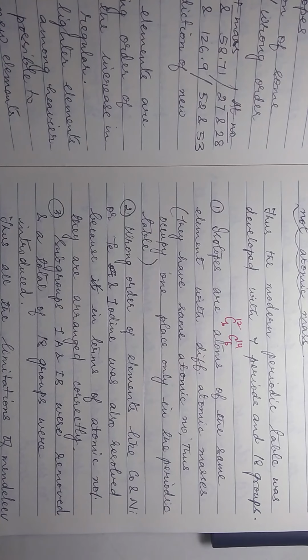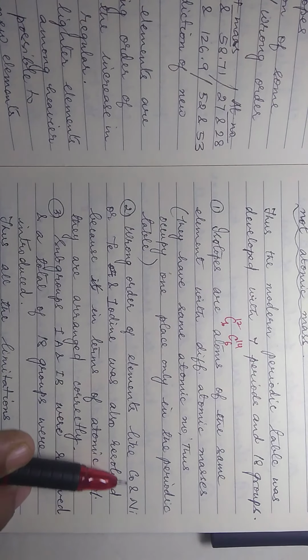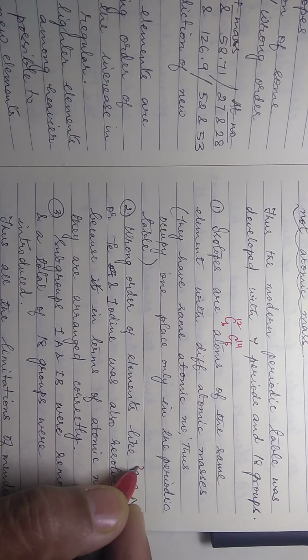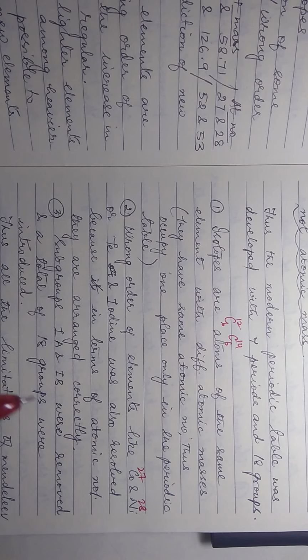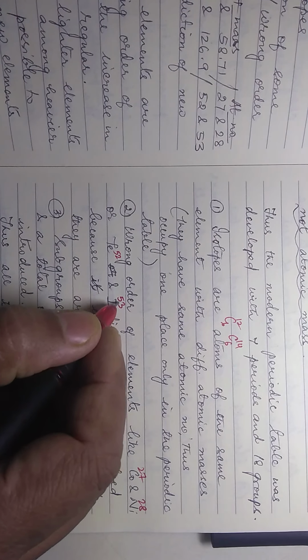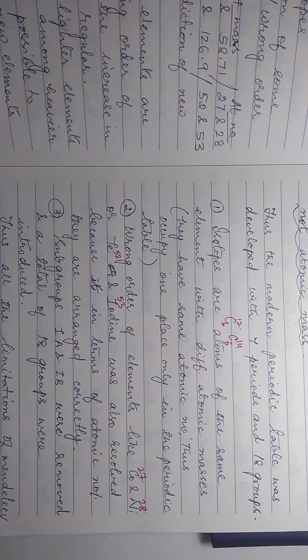Now come to the next one, wrong order of elements. Cobalt and nickel were arranged in reverse. Tellurium and iodine were also reversed. Okay? That is also resolved if you arrange them in the increasing order of atomic number, right? Because the atomic number of cobalt is 27 and nickel is 28. This is 27, this is 28. So when you are arranging them, nickel comes right after cobalt. Obvious, after 27 only 28 will come, right? Same way in the case of tellurium and iodine also. Tellurium is having 52 atomic number and iodine is having 53 atomic number. So that also became clear.